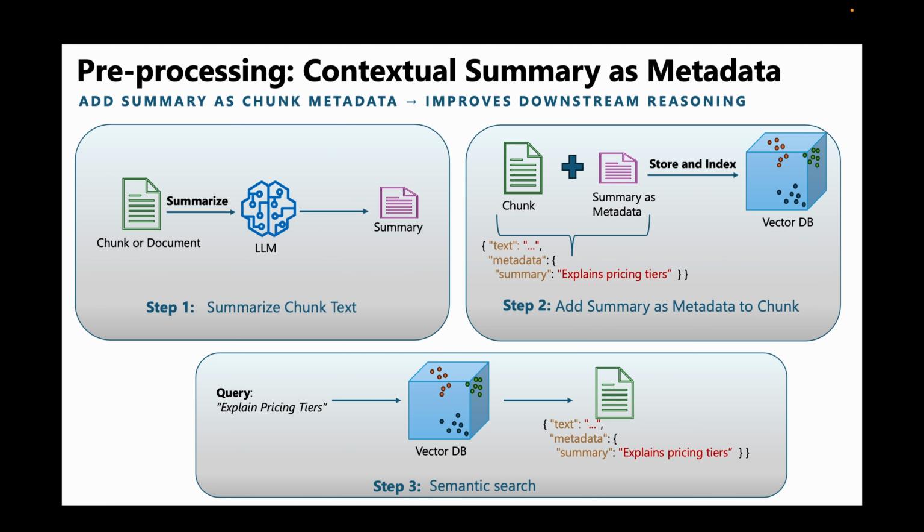One popular use case is to create a contextual summary of the chunk during the pre-processing stage and then save this summary in the metadata. This summary is then extracted along with the chunk and then passed to the re-ranking model for re-ranking based on relevance.